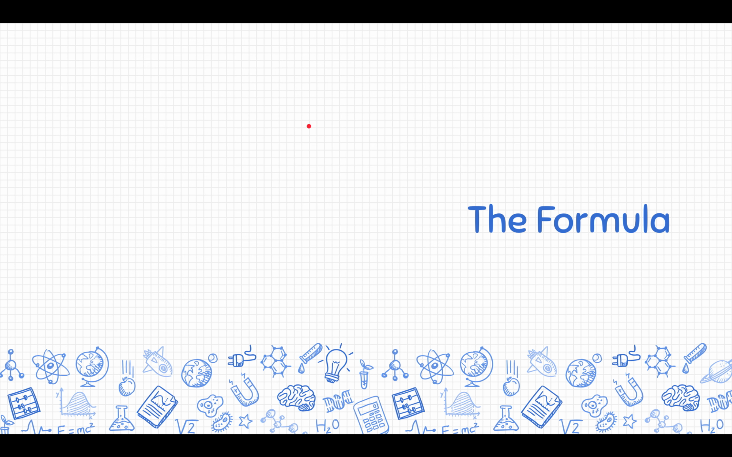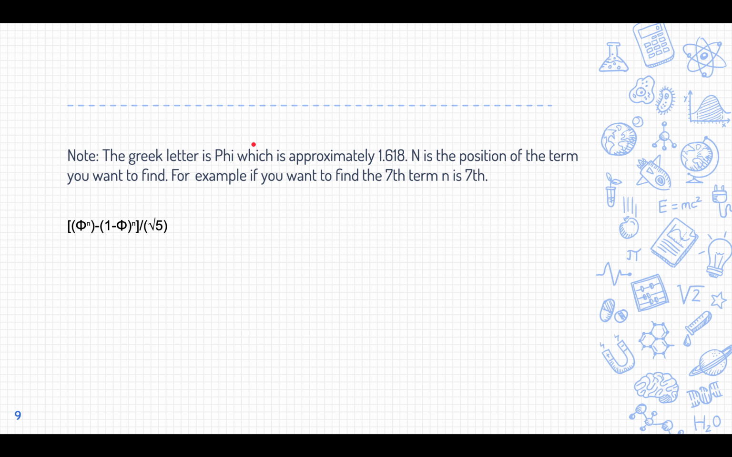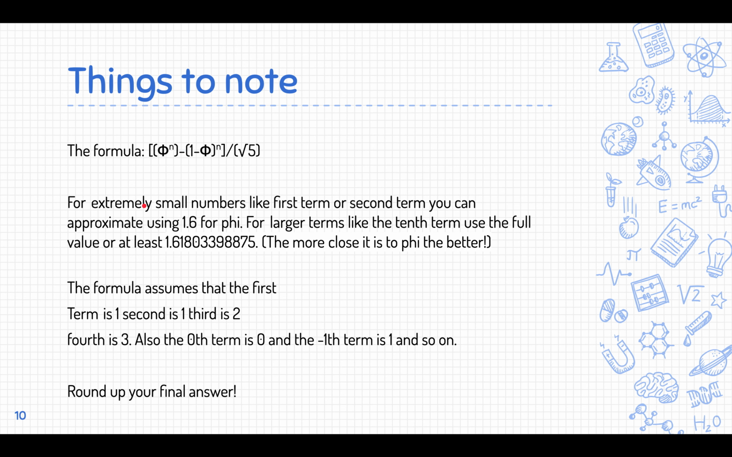So there's also a formula to find, like, what's the 10th term, what's the 15th term. Remember the Greek letter phi, which is approximately 1.618? Well, n is the position of the term you want to find. For example, if you want to find the 7th term, just plug in 7 for n, so it'll become phi to the power of 7. Here's the formula again, and there are some things to note which are really important.